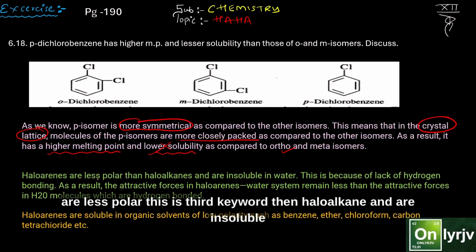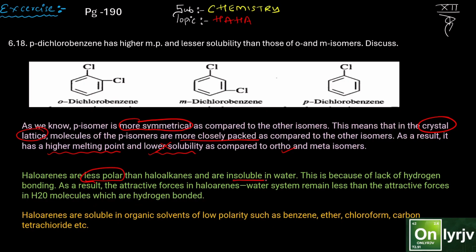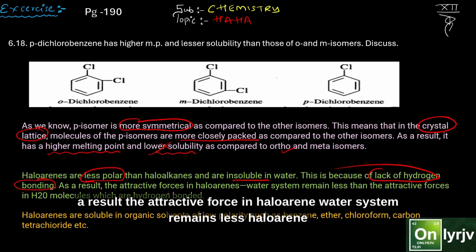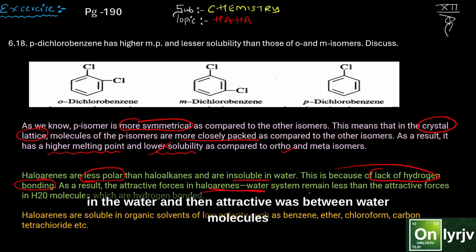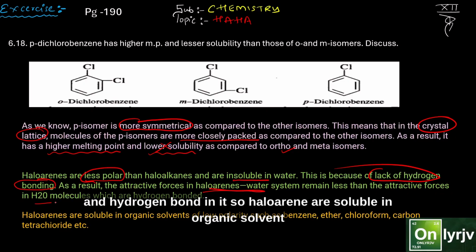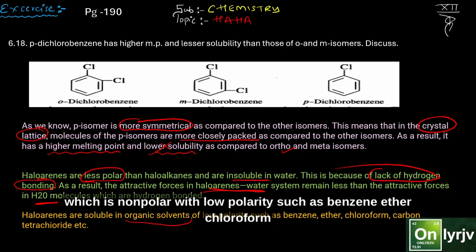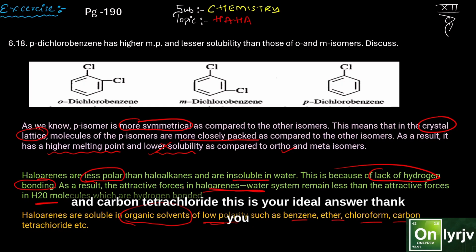Next, haloarenes are less polar. This is the third keyword. Then haloalkanes and haloarenes are insoluble in water. This is because of lack of hydrogen bonding. So this is the next keyword. As a result, the attractive force in the haloarene-water system remains less. Haloarene and water, they are talking about between a haloarene and water. And then the attractive force between water molecules is hydrogen bonding. So haloarenes are soluble in organic solvents, which are non-polar or of low polarity, such as benzene, ether, chloroform, and carbon tetrachloride. This is your ideal answer.